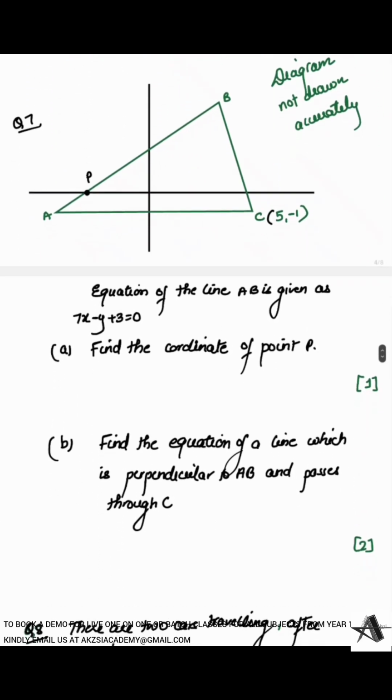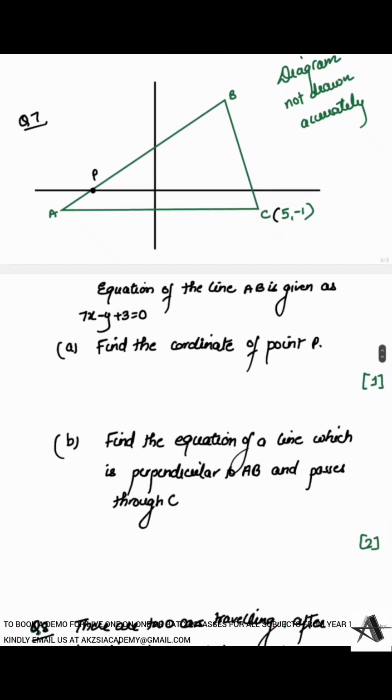Moving on to question number 7. A diagram is given, and specifically it's mentioned the diagram is not drawn accurately, so don't try to measure or do something. It's not an accurate one. The equation of line AB is given as 7x - y + 3. AB, that means this one. This equation is given as 7x - y + 3. Find the coordinates of point P.